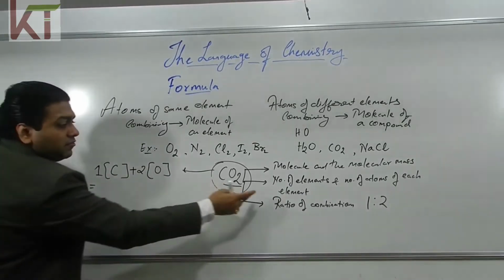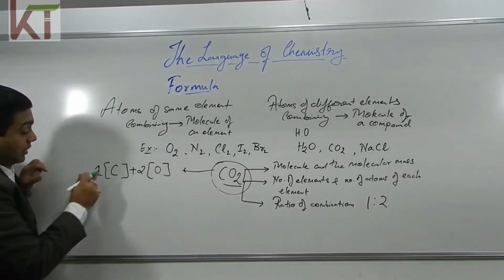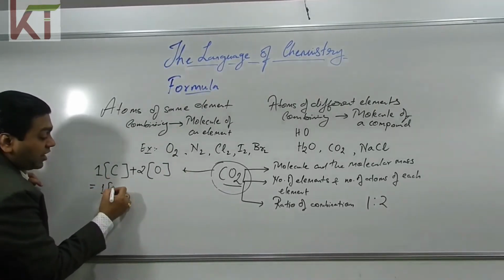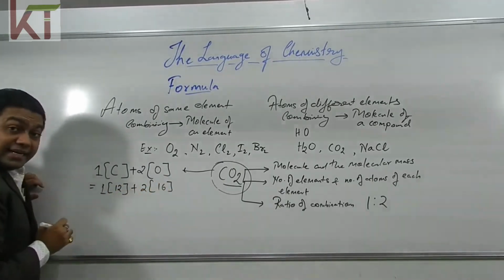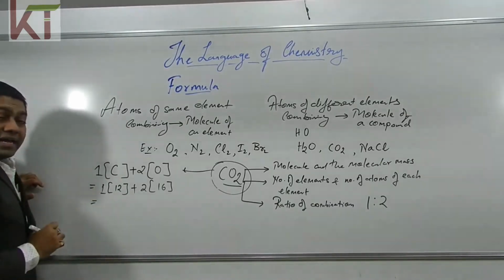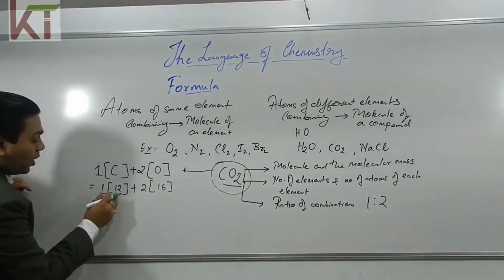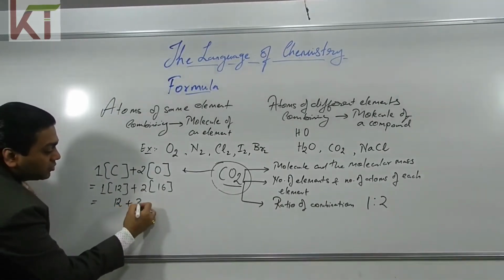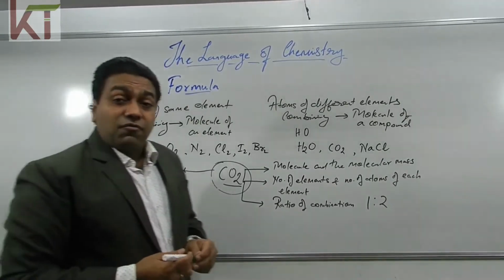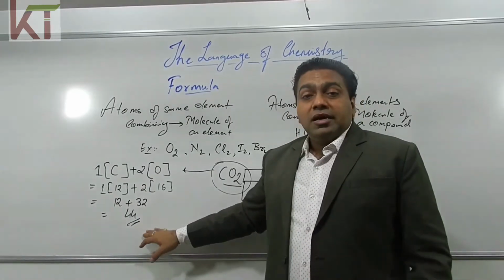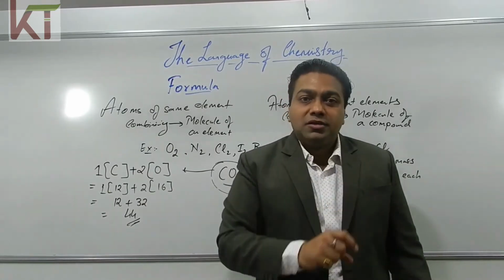Now, that's my second information and the ratio which I get to know from the chemical formula. Now I know that the atomic weight of carbon is 12 and the atomic weight of oxygen is 16. So now I can know what will be the complete molecular mass of carbon dioxide. So 1 into 12 gives me 12, 2 into 16 gives me 32. So the molecular mass of carbon dioxide is 44. When expressed in grams, I would say the molecular mass of carbon dioxide is 44 grams.